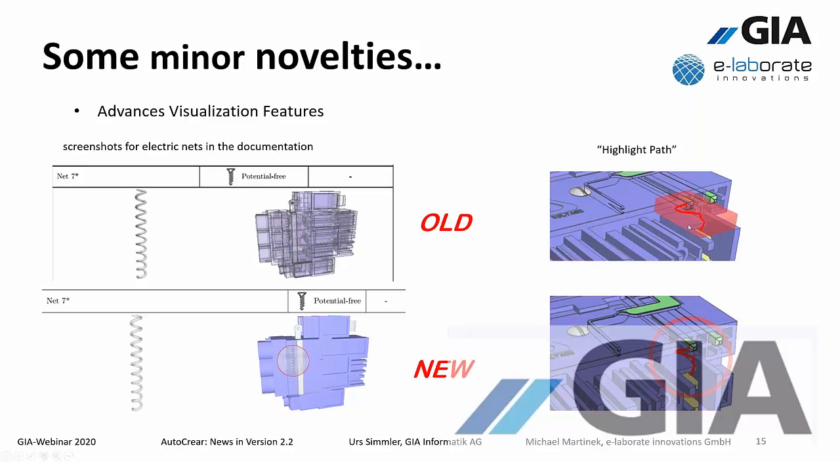Some minor revision is this highlight path feature, which was originally just a bounding box which we filled with red. Now it's a screen aligned circle around the highlighted path. So this is the highlight path feature you already know from the result display.